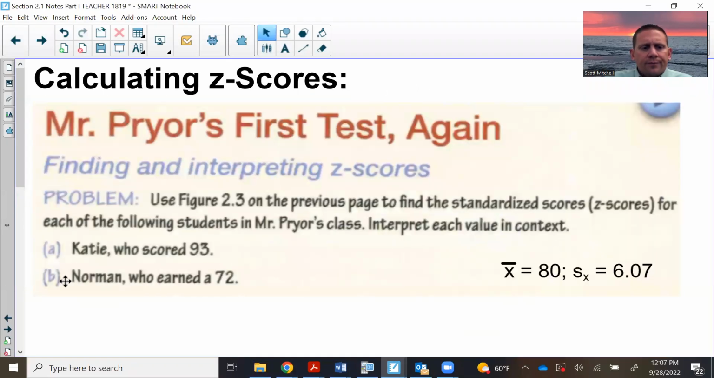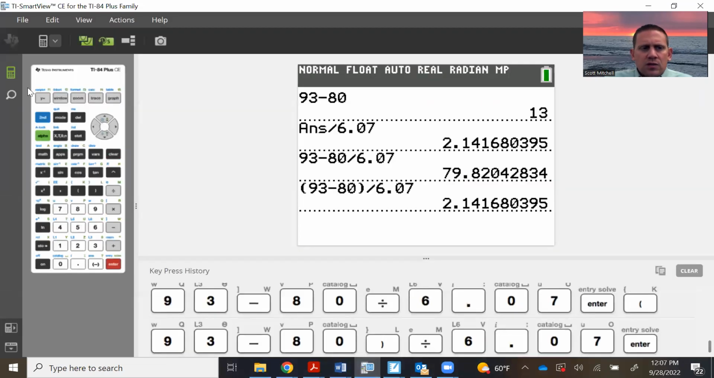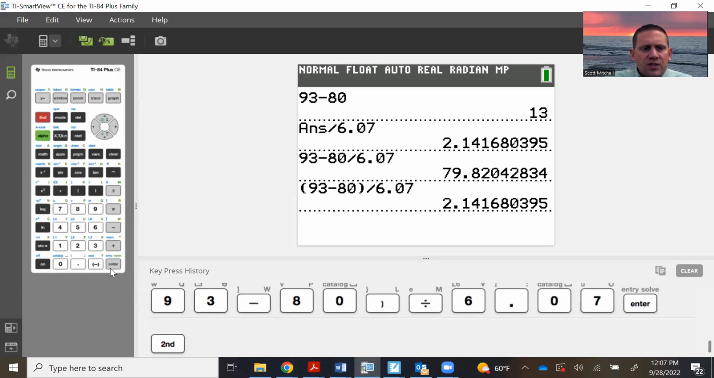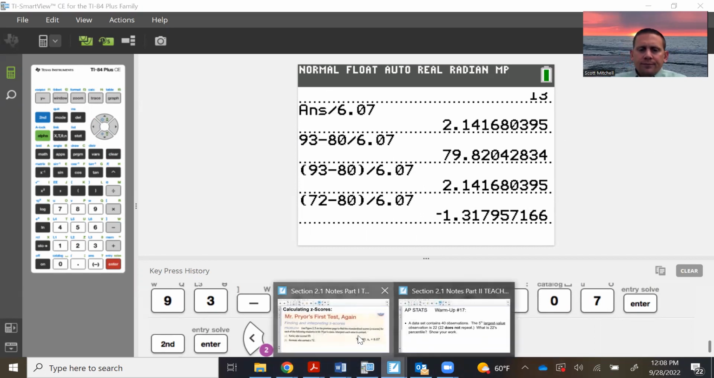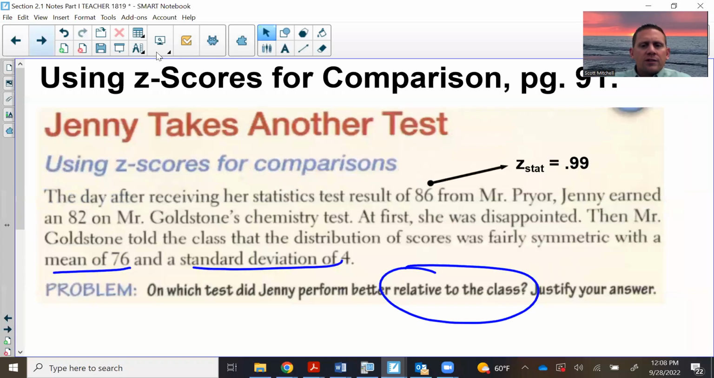All right. We can calculate Norman's z-score. So 72. To make life easier, if you do second enter, all you have to do is change the raw score because the mean and standard deviation didn't change. So there's Norman's score. He is below the mean, negative 1.32 standard deviations below the mean. Normally you round z-scores to 2 places. And when we get to section 2, you'll see why we round that to 2 places. All right, so there's your z-score calculations.